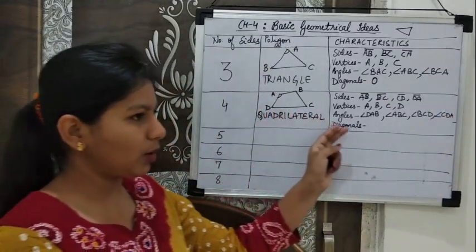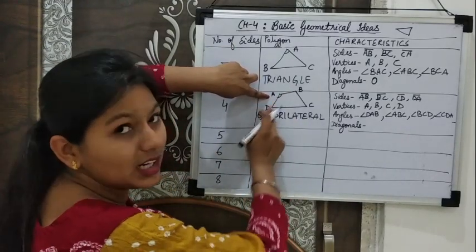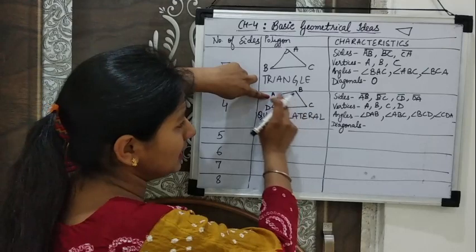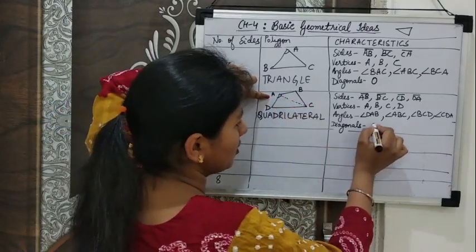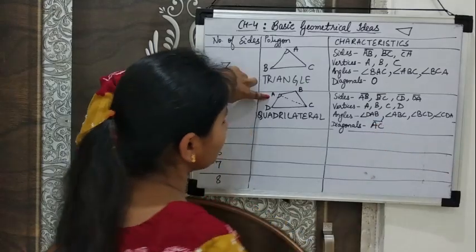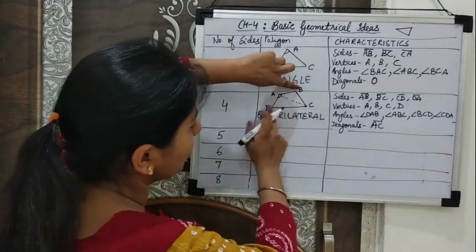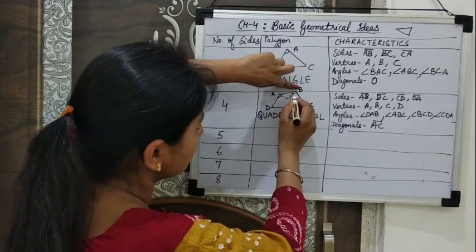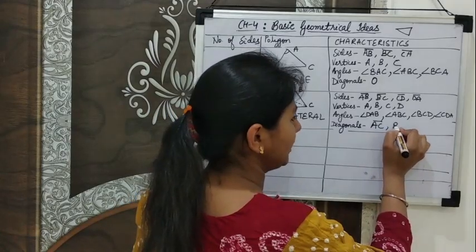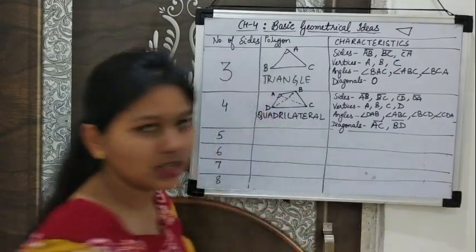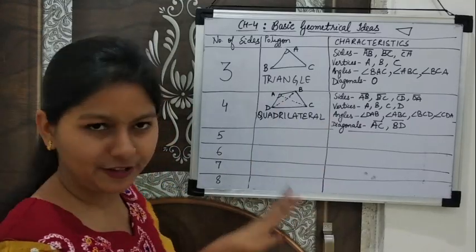And now coming to diagonals. Now again look at A. For A, B and D are consecutive points. C is the non-consecutive point. So one diagonal is AC. For B, A and C are consecutive points, and D is non-consecutive. So the other diagonal is BD. So how many diagonals are possible in this? 2.